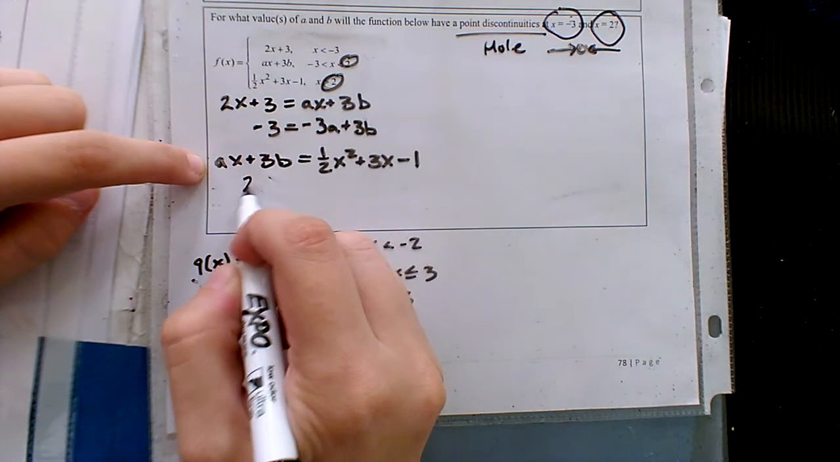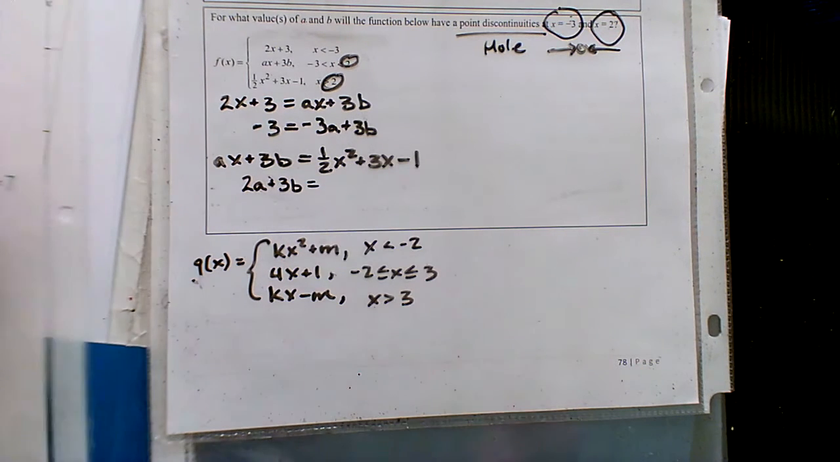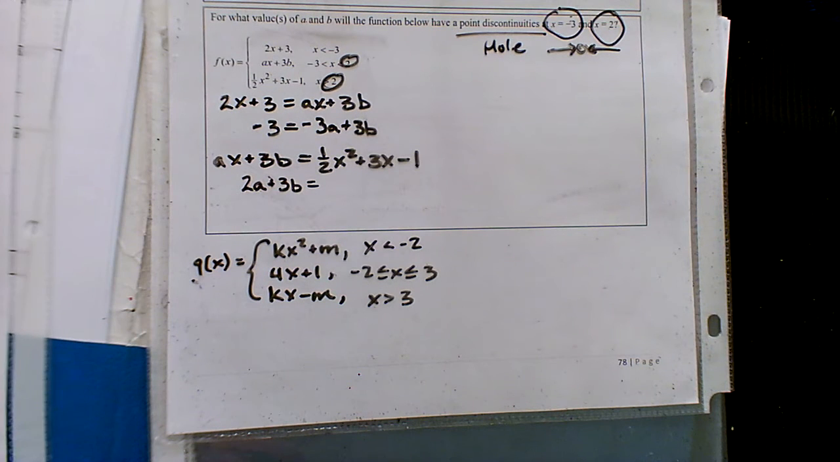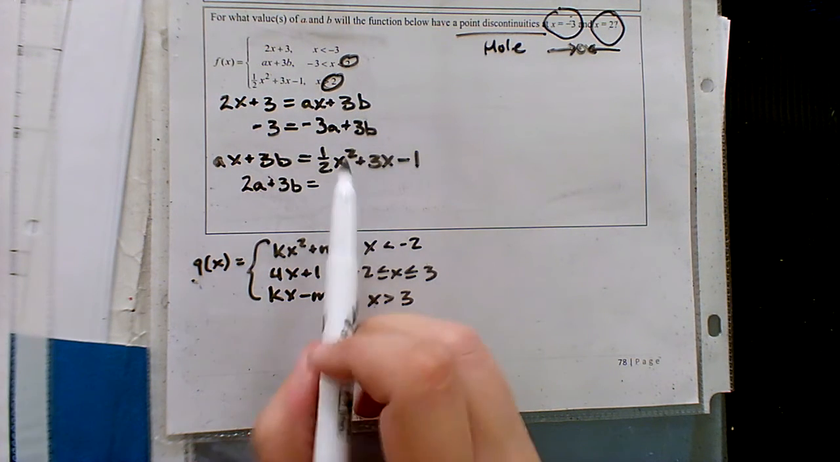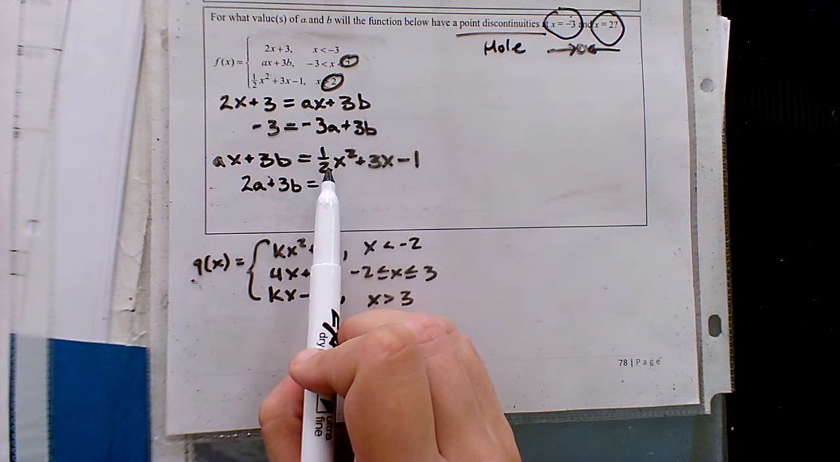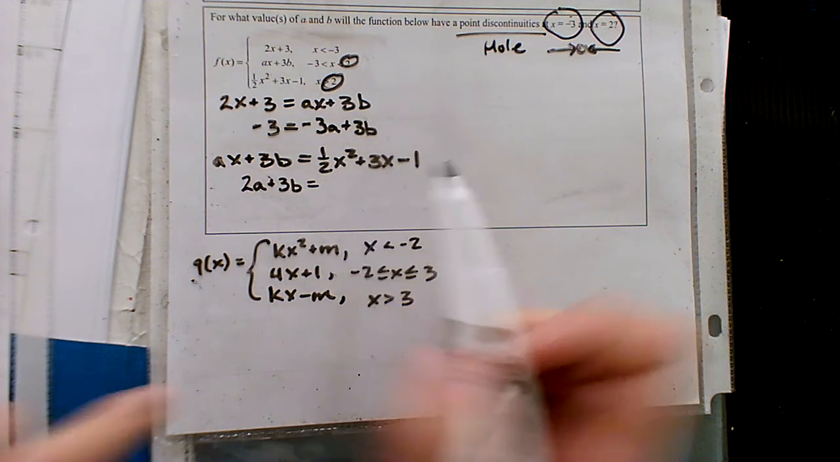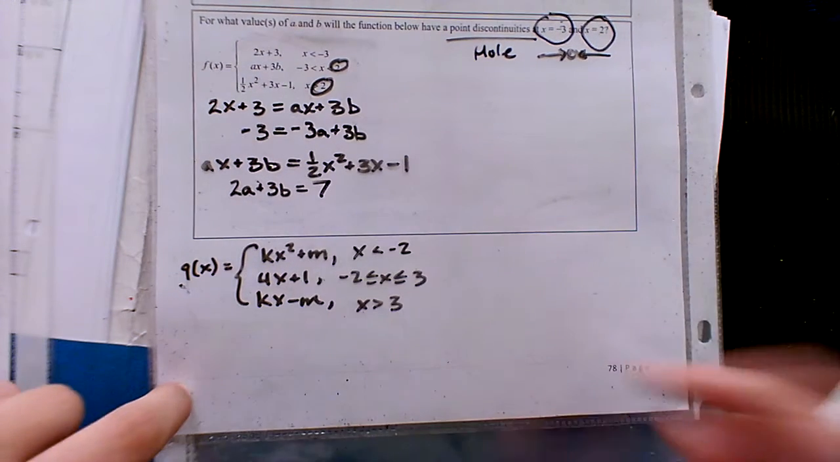So if we plug in 2, we'll have 2A plus 3B for the left. And then 2 on the right-hand side. Let's see, if we square it, we get 4. Half of that is 2. Plus 6 would be 8, minus 1 would be 7.